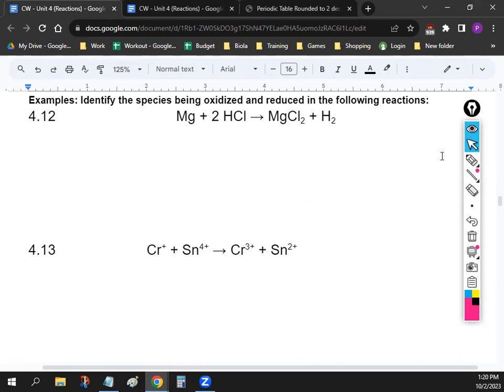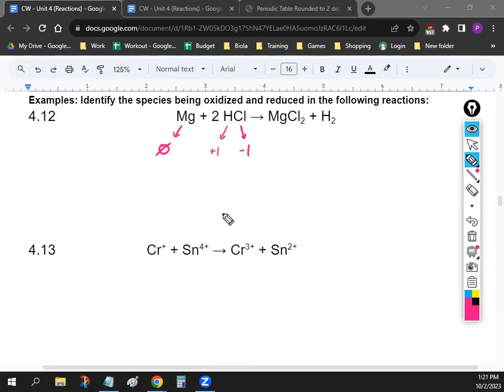So I'm going to do 4.12 with you guys, and I'll have you do 13 on your own, but let's do 12. So we have Mg. Now, what's the oxidation number for Mg right here? It's 0. It's just by itself. It's solid form, so it would be 0. Okay, so far so good? All right, let's move on to the next one. Here you should be able to tell that hydrogen is +1, right? Because it is with a nonmetal, which means chlorine needs to be -1. Everybody good with that?